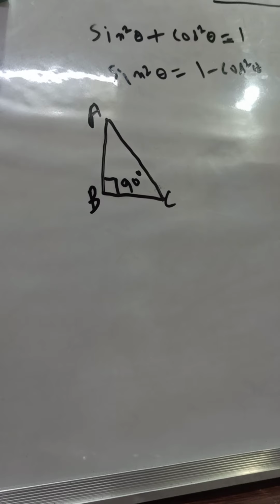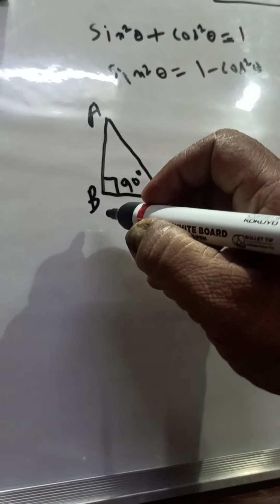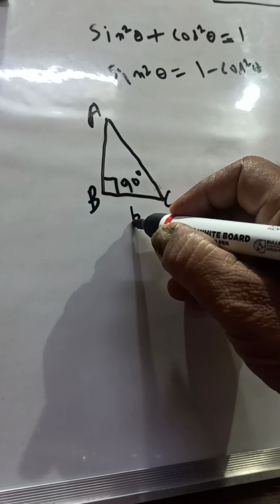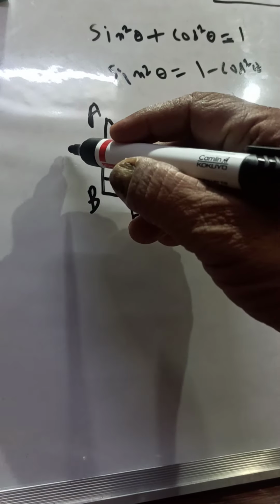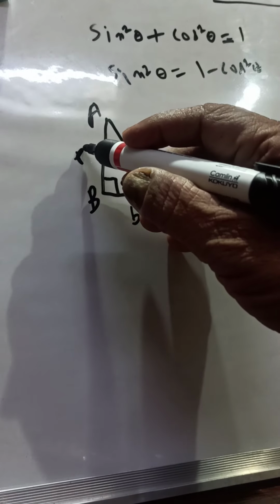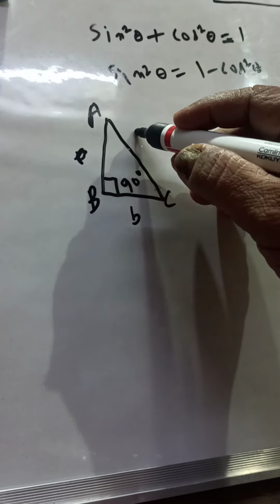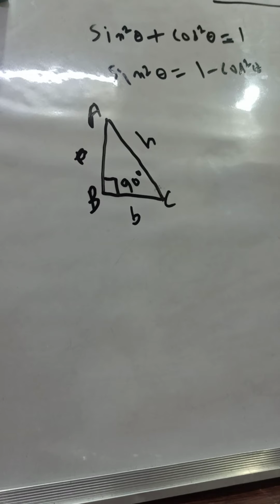The triangle is ABC, a right triangle. B is the base, small b, and AB is equal to the perpendicular. Let us take it as small p, and AC is the hypotenuse. Okay, so we will find sin theta, cos theta. Some terms you might already have learned.